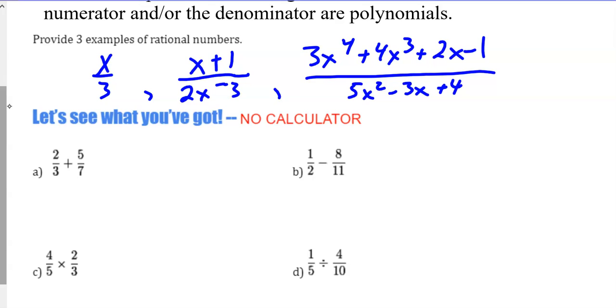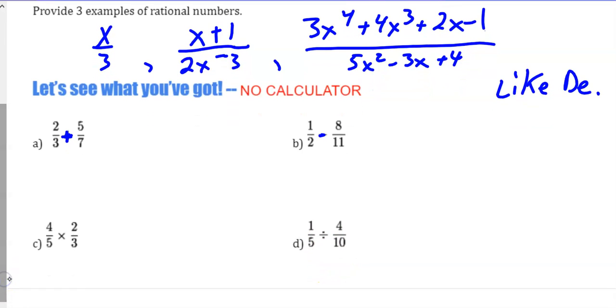Again, just remember, A and B, you're adding, subtracting. You need like denominators for A and B, because you're subtracting and you're adding. Multiply in C, multiply numerator times numerator, denominator times denominator. Think about what you have to do with division. Okay, we'll talk through those, but try these without a calculator. Push play when you're ready to check your answers.